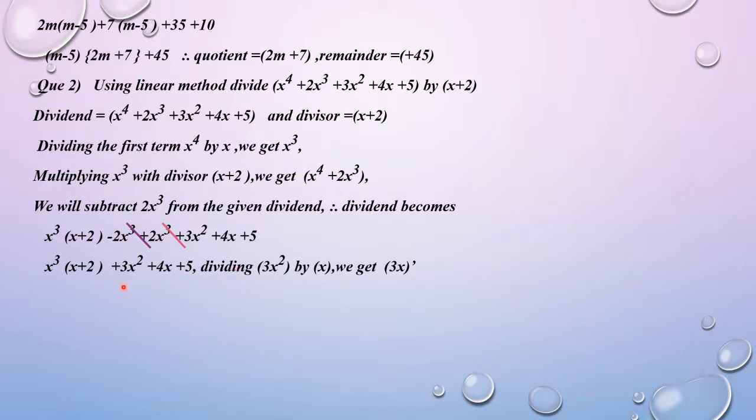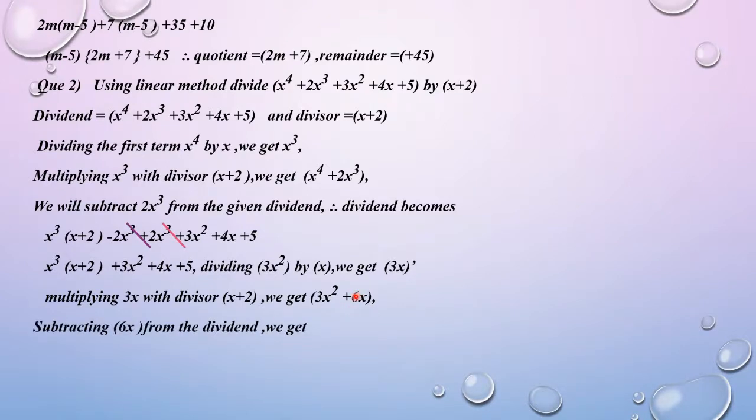Dividing the next term 3x^2 by x, that is the first term of the divisor, we will get the quotient as 3x. Now we will multiply 3x with the divisor (x + 2), we get 3x^2 + 6x. Now we will add and subtract this 6x with the dividend. So it will be x^3 multiplied by (x + 2) + 3x multiplied by (x + 2) - 6x, as we have got already 6x extra here.